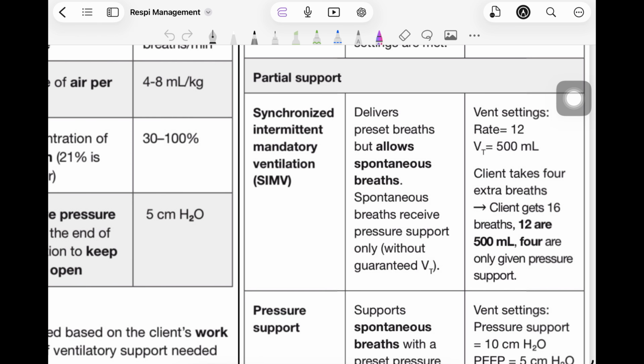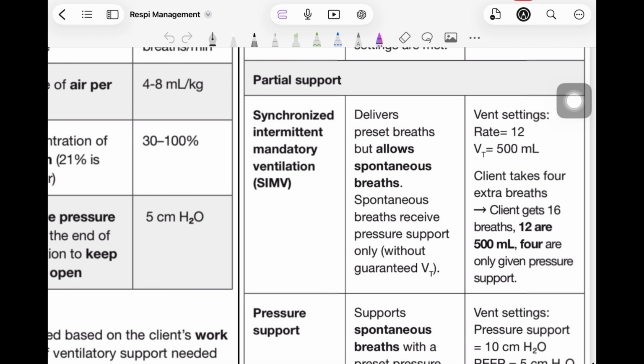Now, again, ulit, the client can take 4 extra breaths. Clients get 16 breaths, kasi 12 plus 4, di ba? So, equals 16 breaths. Yung 12 breaths na yun will receive 500 ml of tidal volume. The 4 extra breaths will only be given pressure support. Spontaneous breaths receive pressure support only, without guaranteed tidal volume. So, ang makaka-receive lang ng 500 ml is only the 12, yung 12 na naset. The 4 extra breaths na spontaneous na galing kay patient, walang 500 ml na tidal volume. Ang only na ma-receive niya lang is pressure support.